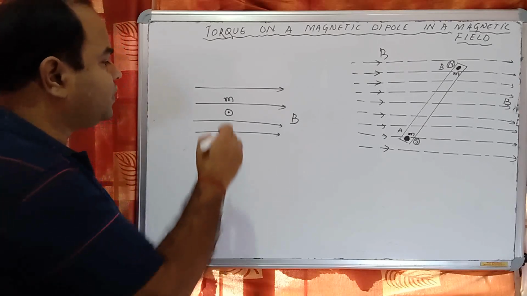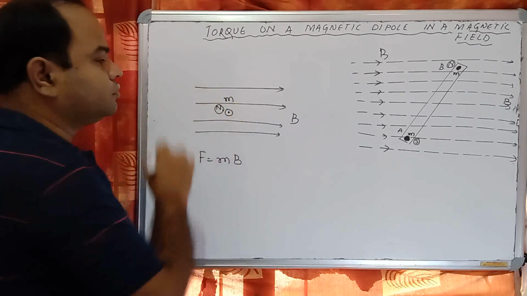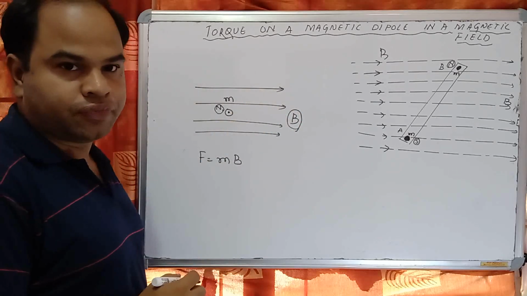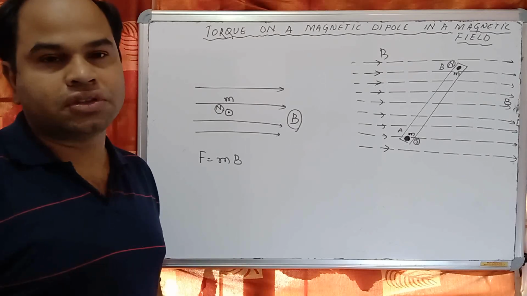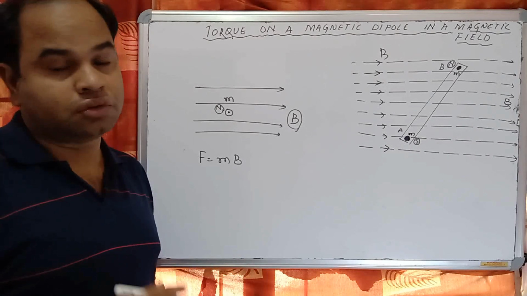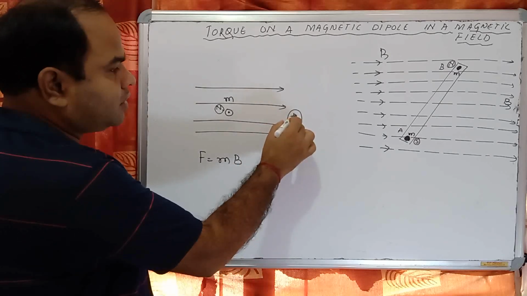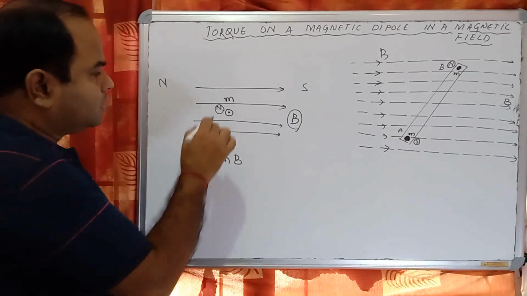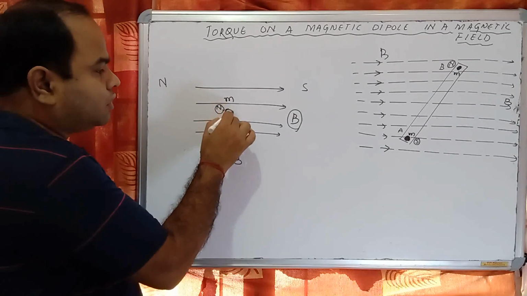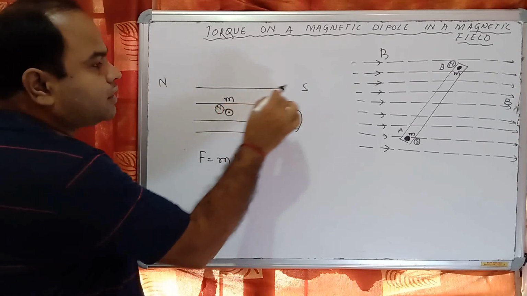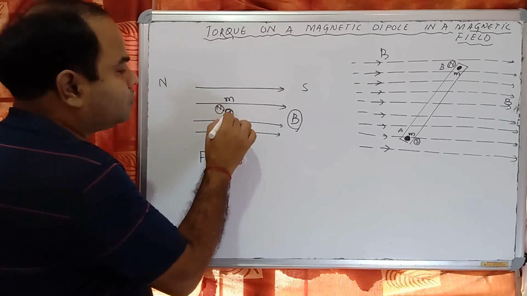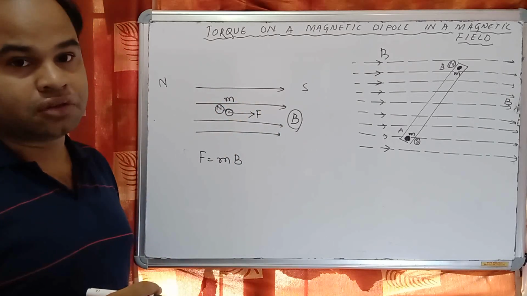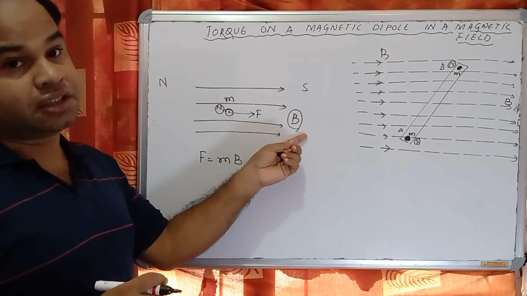Okay, if it is a north pole, then for the external magnetic field, we know that magnetic field lines always start from the north pole and end in the south pole. So this isolated north pole will be attracted towards the south. That's why the force is along the direction of the external magnetic field.